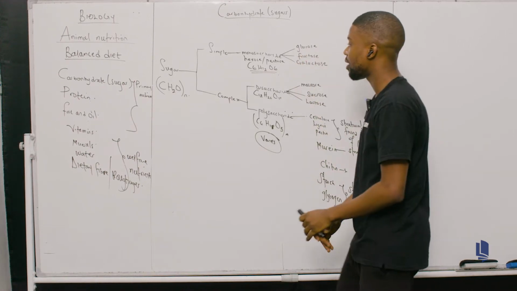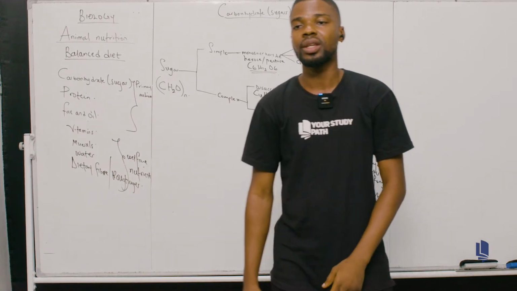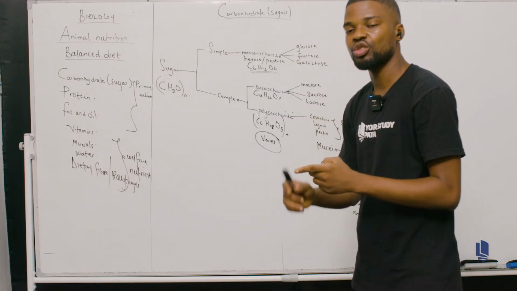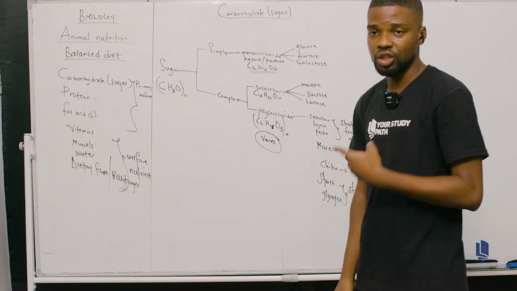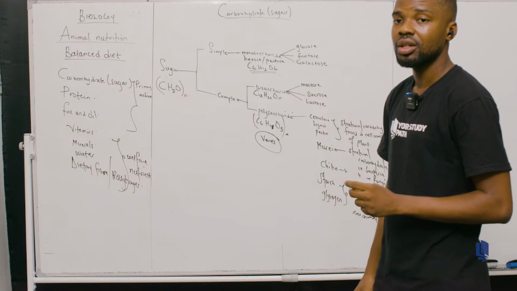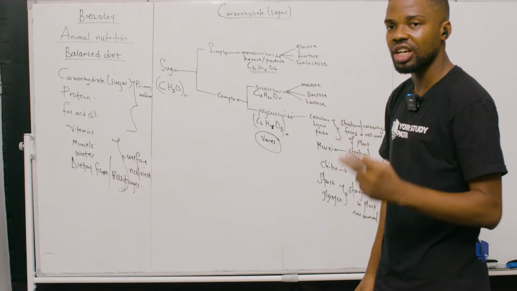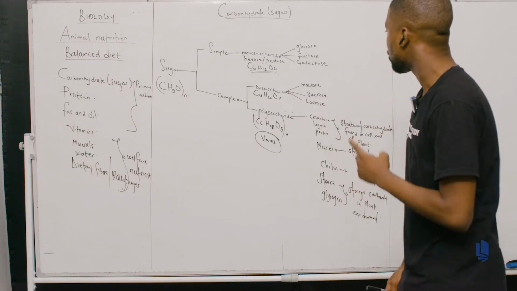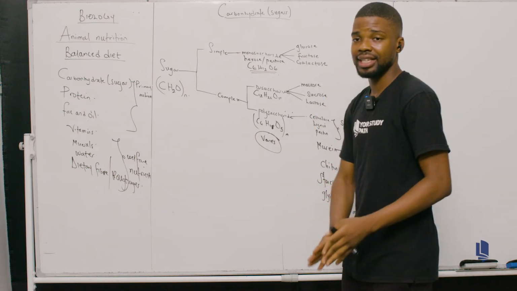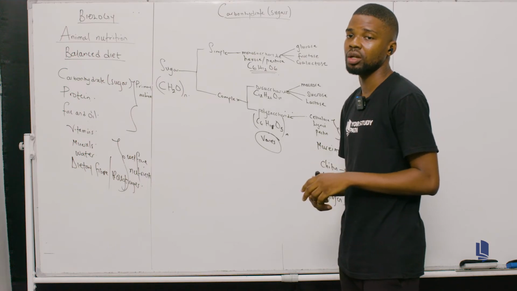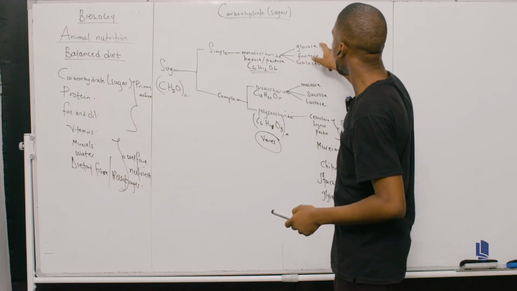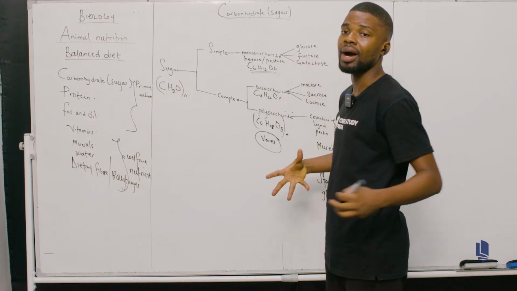Now, I want you to understand something. If you are a simple sugar, what are your characteristics? It means you have to be soluble. In soluble form, you get easily digested. Do you get me? You're easily digested. And they are the primary side of carbohydrate.